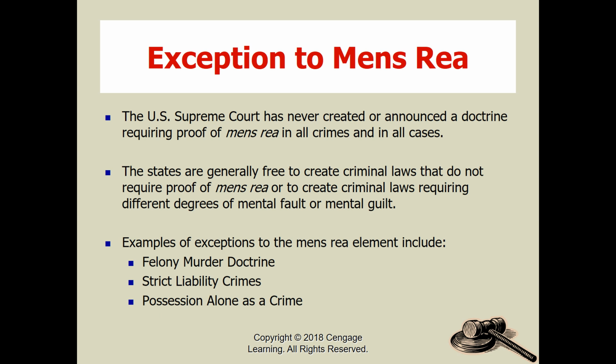For example, in North Carolina, we have the felony murder rule that is an exception. Basically, if I'm committing certain felonies and someone dies, even though I had no intent, no mens rea, no evil mind, during the commission of these crimes, that'll constitute a first-degree murder. We also have crimes which are strict liability crimes. We don't care what your mental state is.